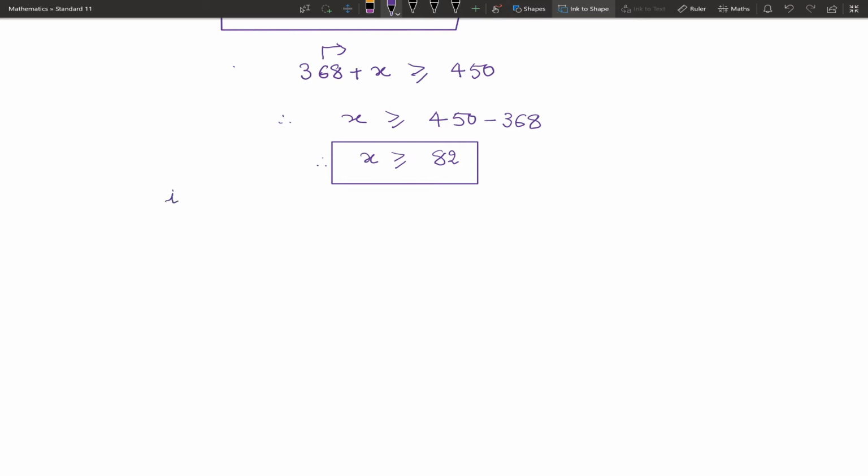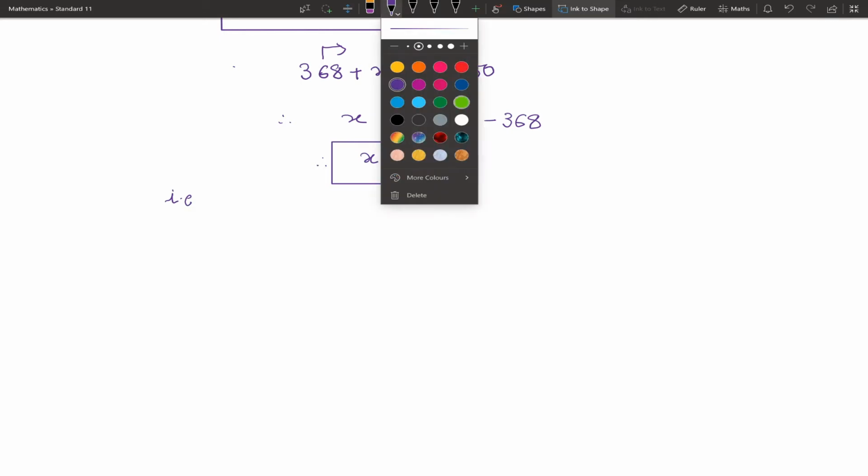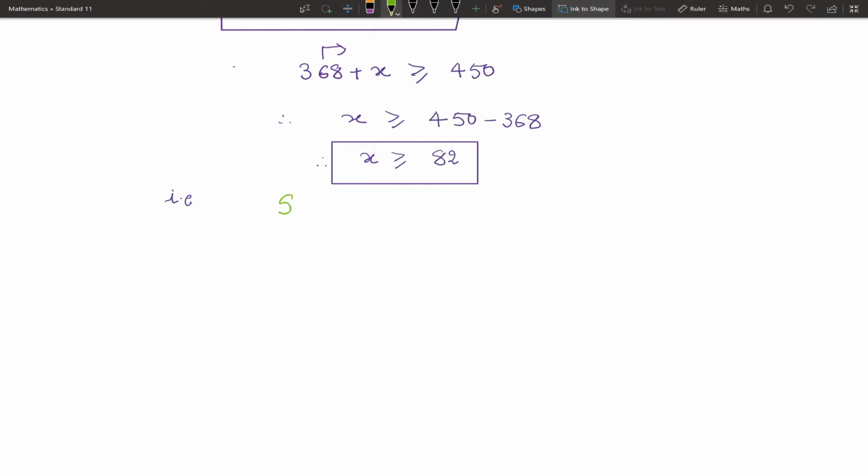That is, Sunita should get 82 or more than 82 marks to secure A grade.